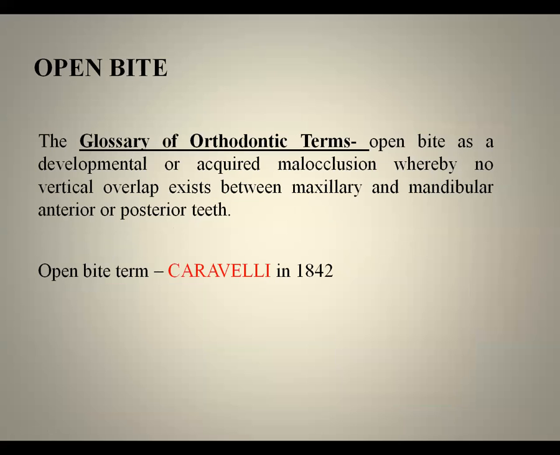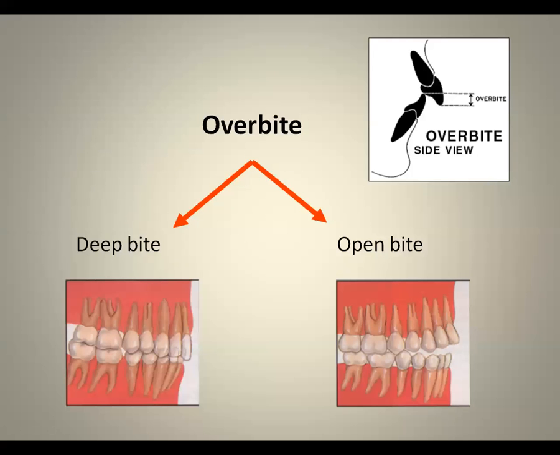Okay. We'll repeat. Overbite is a vertical overlap between upper and lower teeth. When overbite increases, it becomes deep bite, and when overbite decreases, it becomes open bite. The normal range of overbite is 2 to 4 mm.